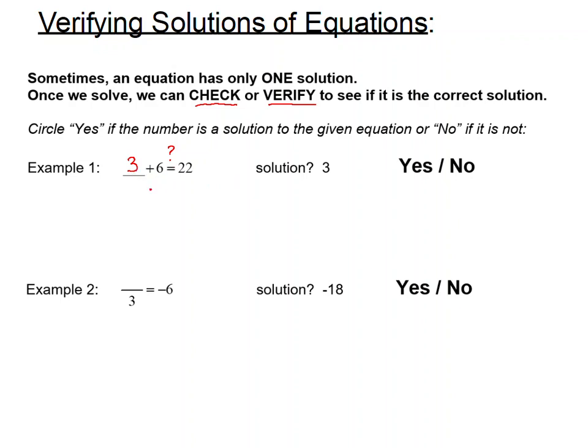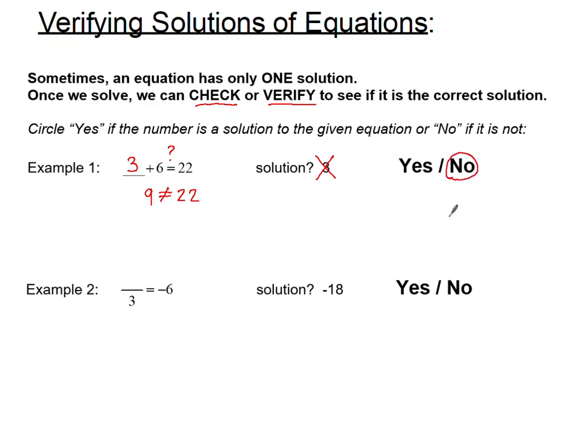3 plus 6, well that's 9. And 22 is 22. Well, that doesn't make any sense. 9 does not equal 22, so this is not the solution to this equation. I'm going to put an X through that so everybody knows that I know it's not, and I'm going to circle no. That is not the solution.